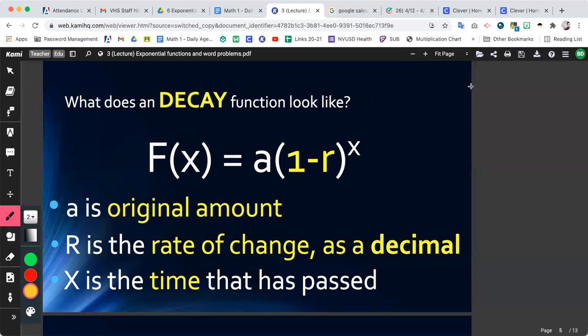That's the only difference. Okay, so it's very important that when you read these word problems, you are determining if it's growth or decay, because that will change the formula that you're going to use. If it's growth, you make sure you use the 1 plus r formula. If it's decay, you make sure you use the 1 minus r formula.